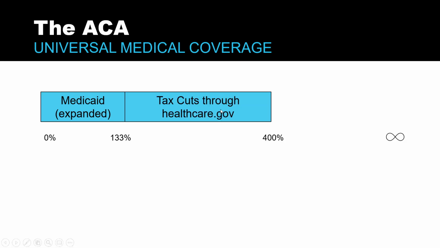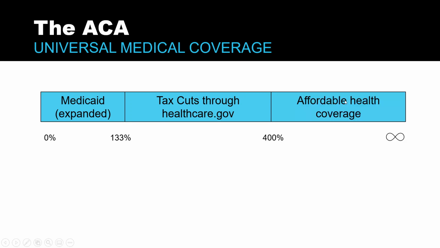And then the ACA provided tax cuts for everyone between 133% and 400%. And then it was assumed that at 400%, you should be able to afford health coverage without any government help, basically. So this was the attempted universal medical coverage. This would make healthcare theoretically affordable for everybody.